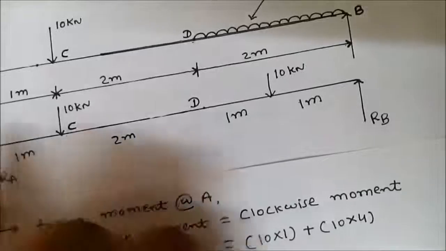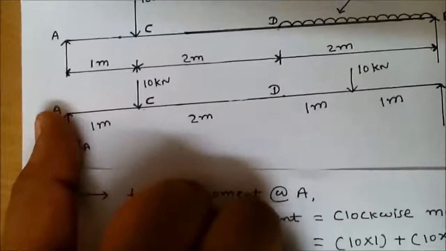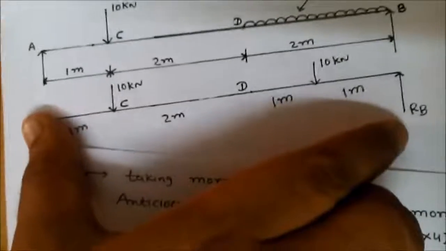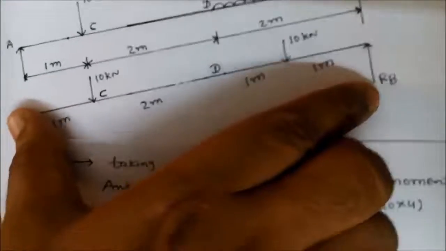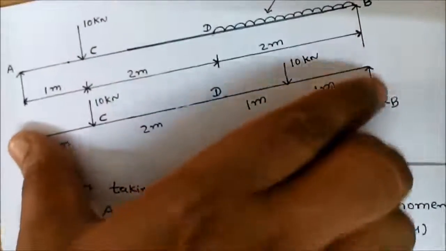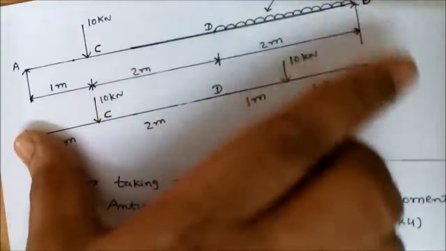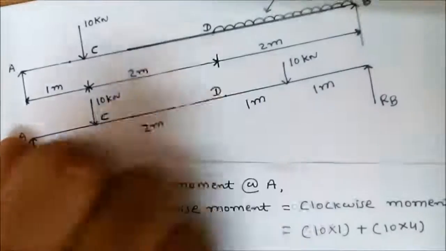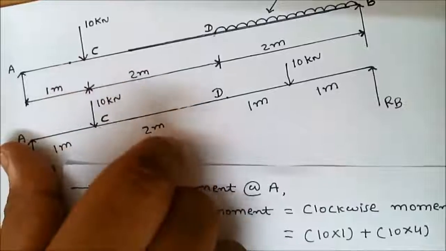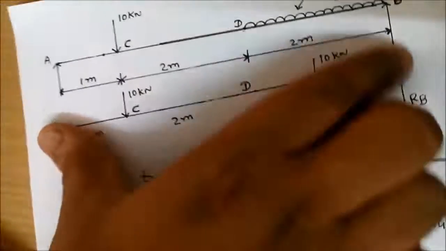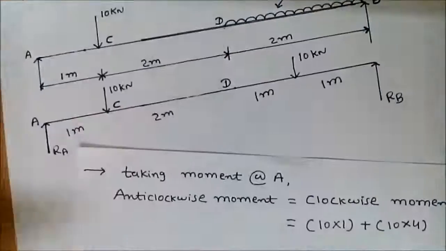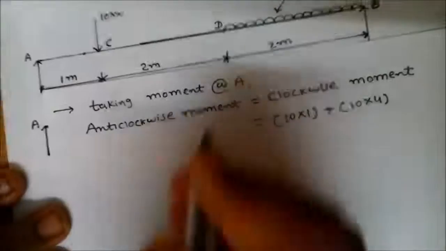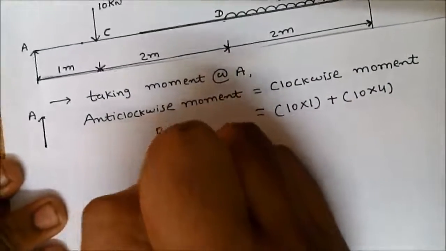Then again press the thumb at the left side support and rotate the finger in the direction of force. So here reaction RB, this force goes in the anti-clockwise direction. So RB, and the perpendicular distance is 1 plus 2, 3 plus 2, 5. So RB into 5 in the anti-clockwise direction.